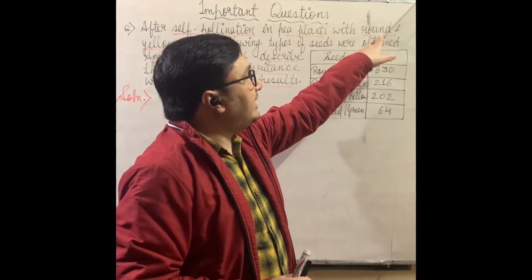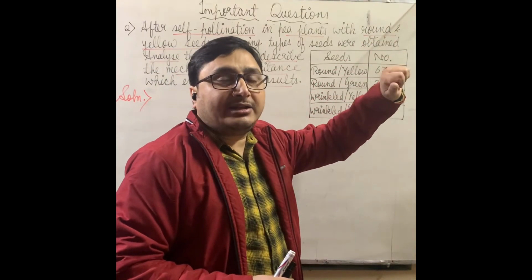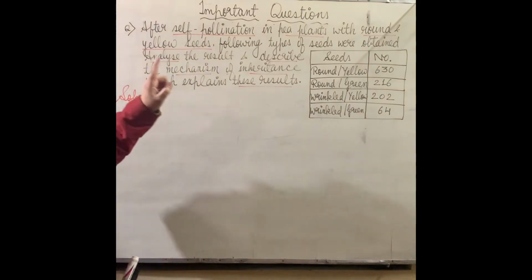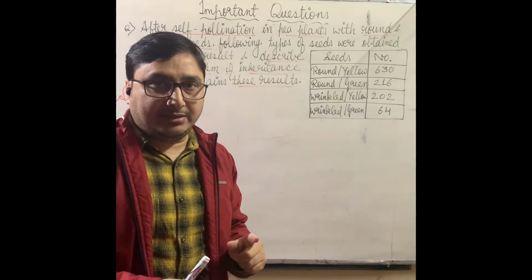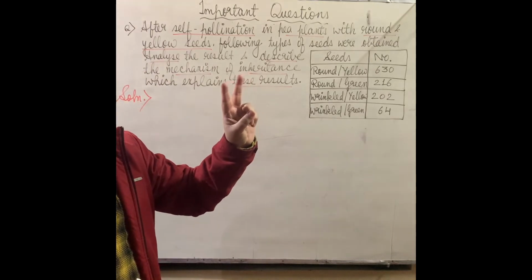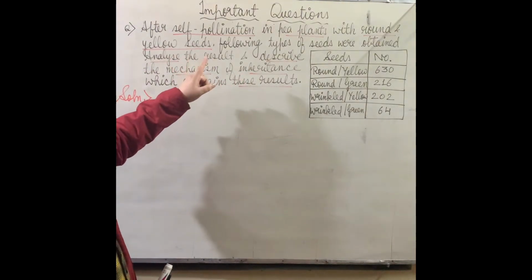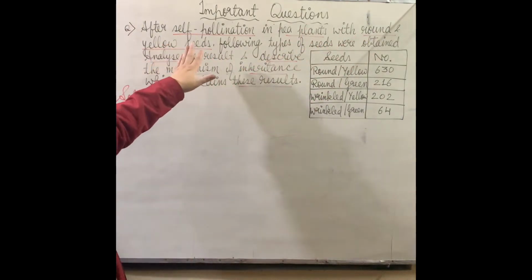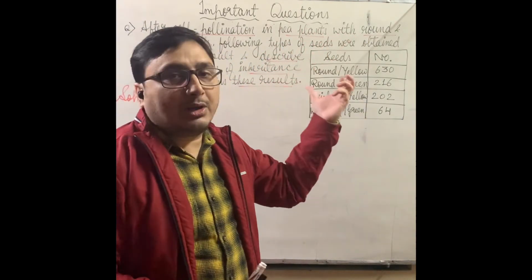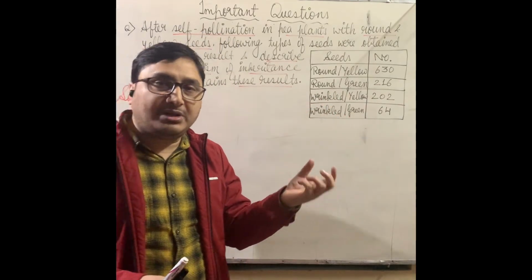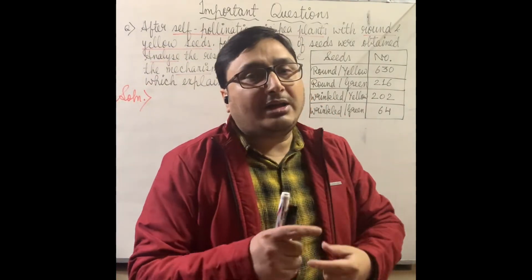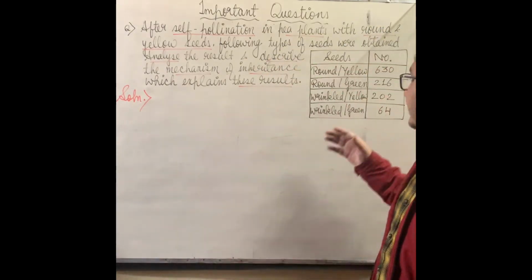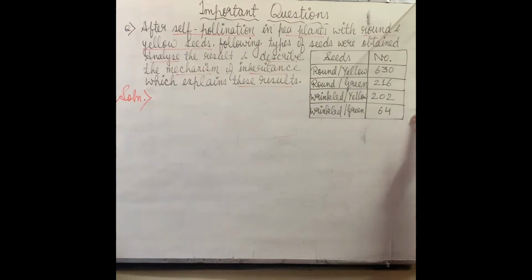Round is a trait of which character? Shape of the seed. Okay. And yellow is the trait for which character? Color of the seed. So we have taken two characters here. Okay. And it is clearly mentioned that after self-pollination in pea plants with round and yellow seeds, it means the round and the yellow seeds were formed in F1 generation. And after self-fertilization, that is selfing in F1 generation, this is the result that we are getting.